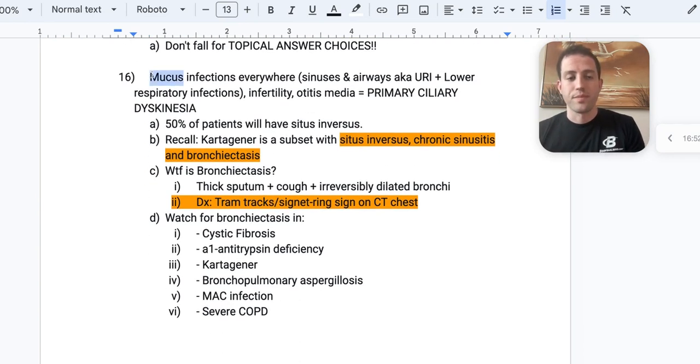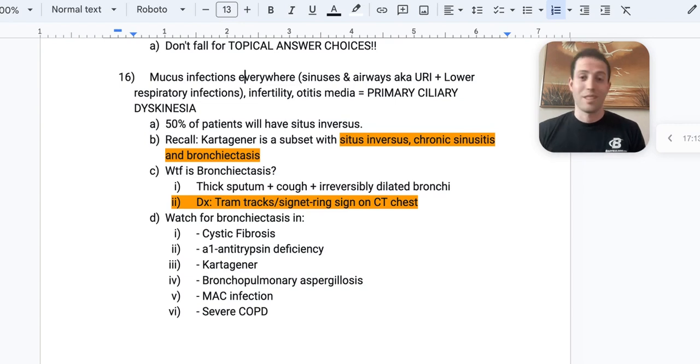Number 16, what if you see a patient that has mucus infections everywhere? Their sinuses, their airways, upper and lower respiratory infections. They have infertility, otitis media. You want to be thinking some sort of primary ciliary dyskinesia. And so 50% of these patients with PCD will have situs inversus.